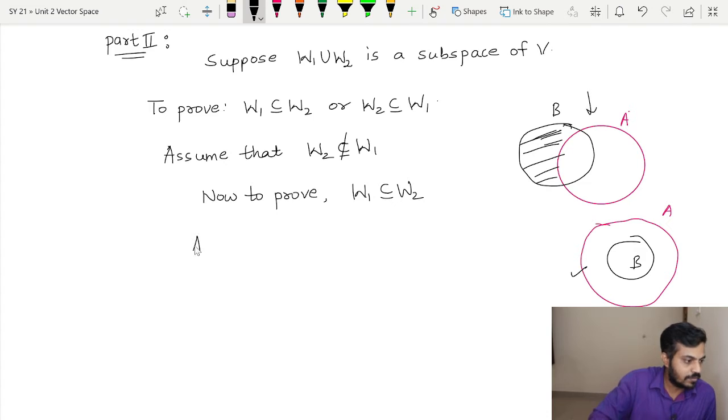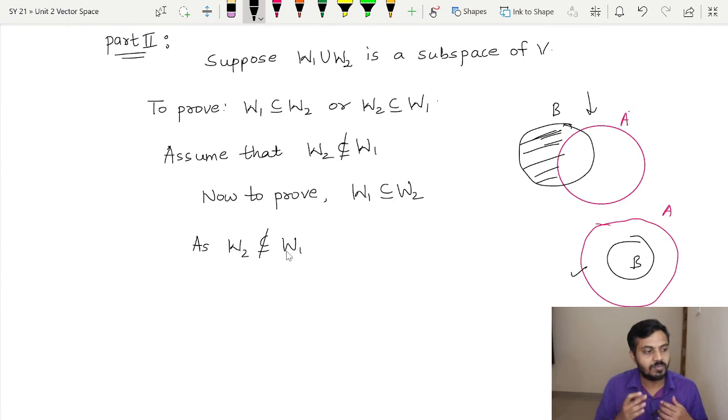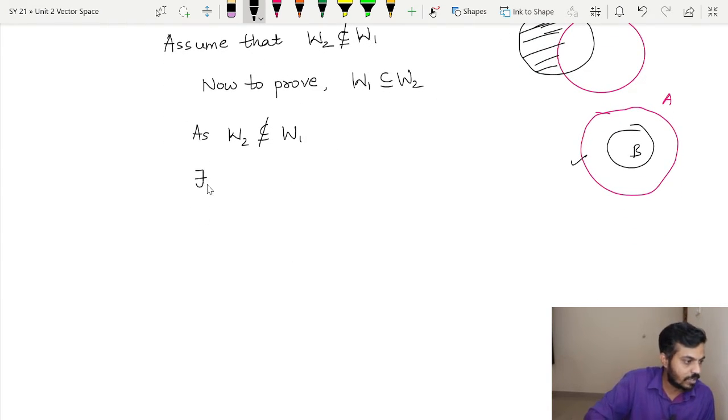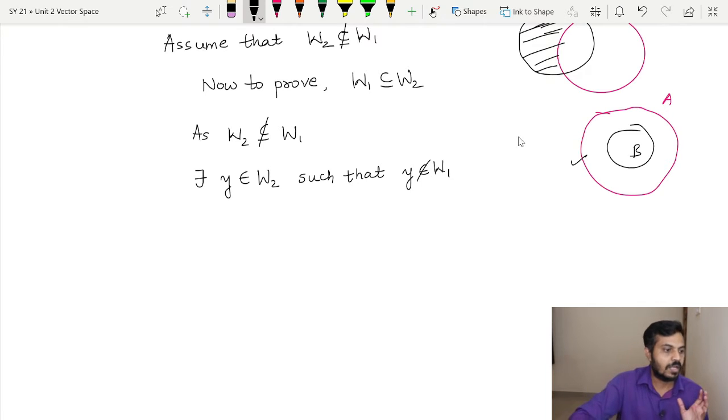So as W2 is not a subset of W1, what does it mean? There will exist some members of W2 which will not be in W1. So therefore I will say there exists, let me call it Y, belonging to W2 such that Y does not belong to W1. Right? Now let us call it as some 1.